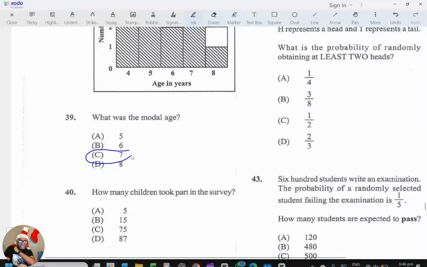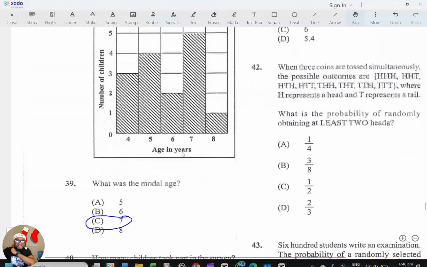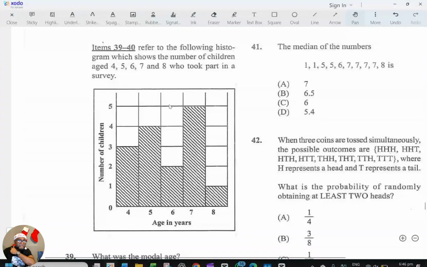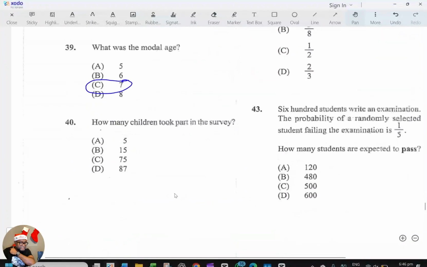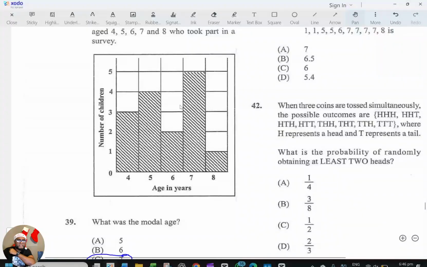That age actually had 5 children having this age. So your modal age would be 7, not 5. 5 is not the mode. 7 is the mode. How many children took part in the survey?